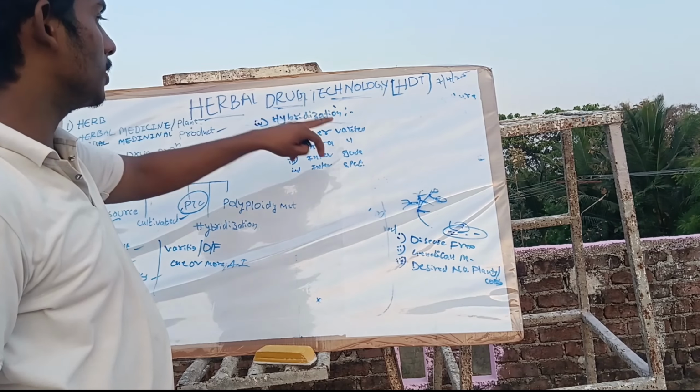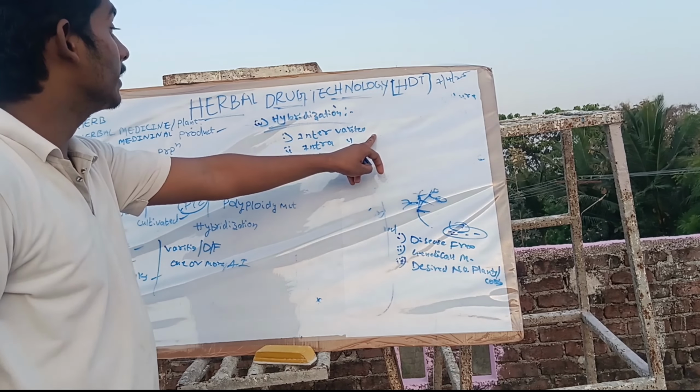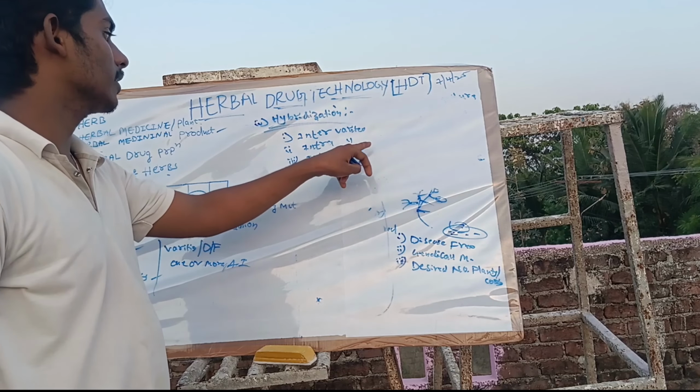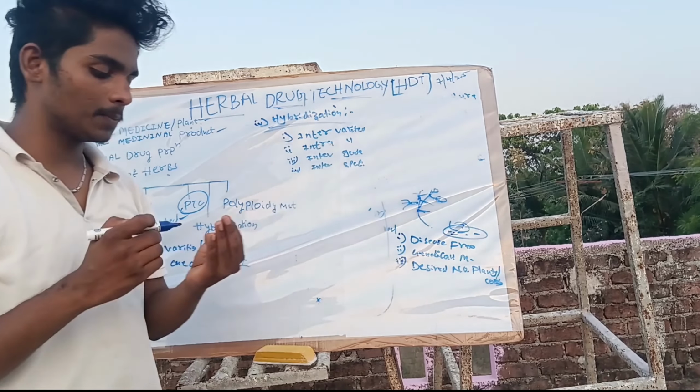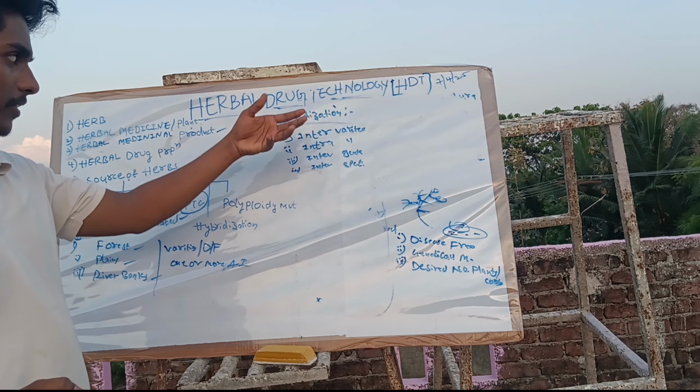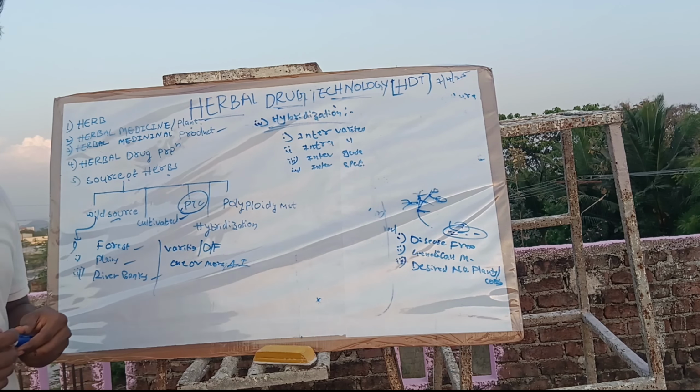So in hybridization: intervarietal, intravarietal, intergeneric and interspecific. These are the four subdivisions of hybridization. Next, polyploid mutation.